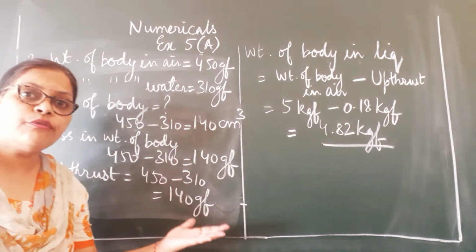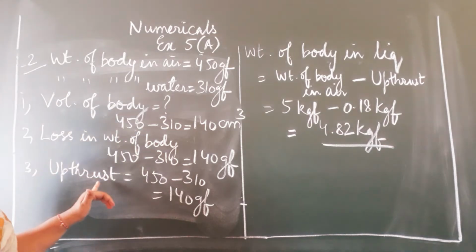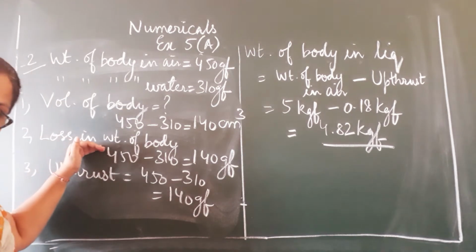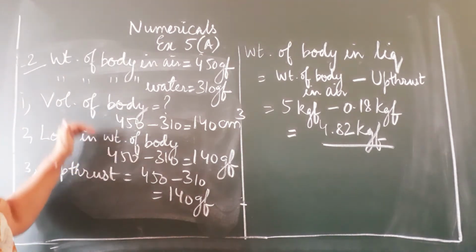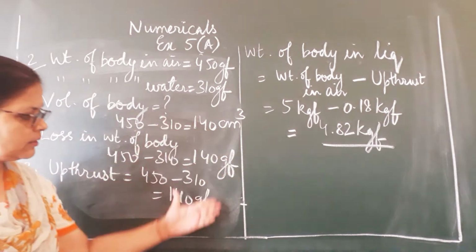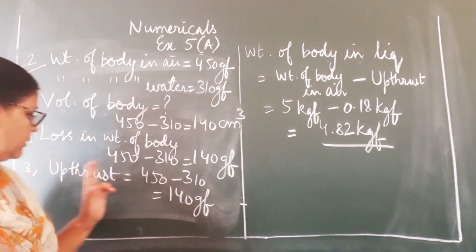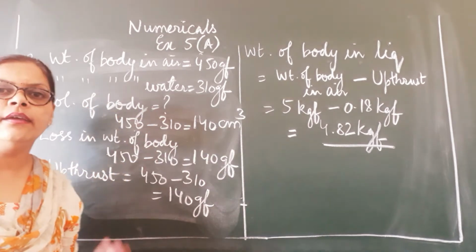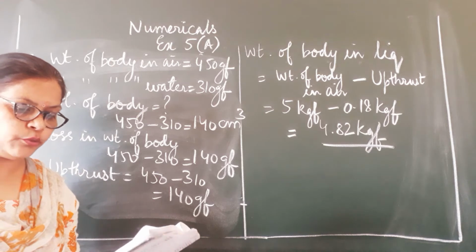But then what is different? We are applying the logic of Archimedes principle. It says that when a body is immersed in a liquid, it undergoes a loss in weight, which is apparent, which is equal to the volume of the body, which is equal to the upthrust. So therefore the answer is same, but check the units. If it is upthrust and weight, it will be GF. If it is volume, it is going to be cubic centimeters. So children, you have to be very careful.